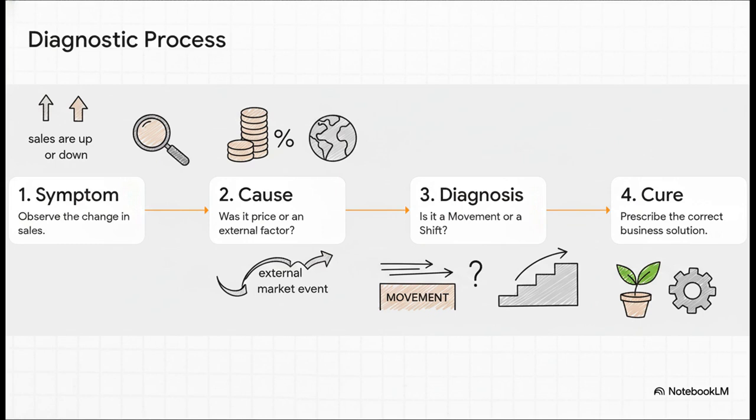Step 1. Observe the symptom. Sales are up or down. Step 2. Identify the cause. Was it something I did with my price, or was it an external factor? Step 3. Diagnose the condition. Is it a movement or a shift? And only then, once you've done that work, can you get to Step 4 and prescribe the right cure. It's a framework for thinking, not just for reacting.